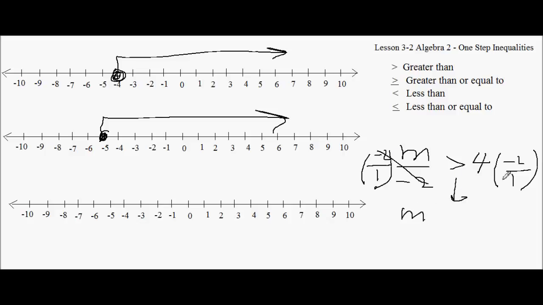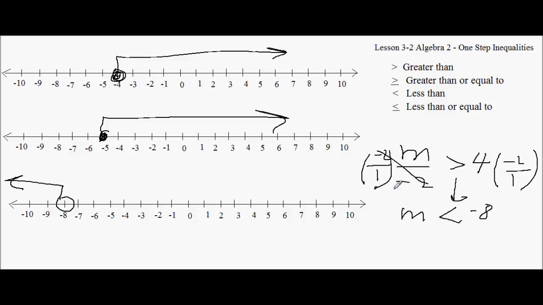I've just multiplied by a negative on both sides, so I have to flip the inequality, and this becomes negative 8. So m is less than negative 8. This is negative 8, and then it's less than. All the numbers are less than.